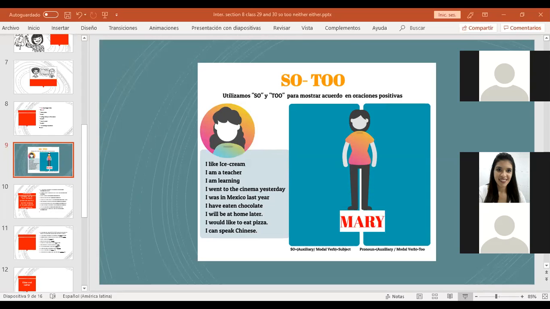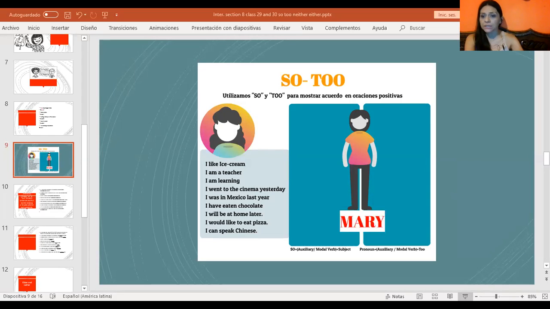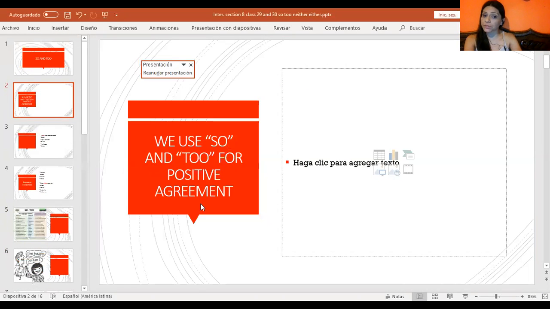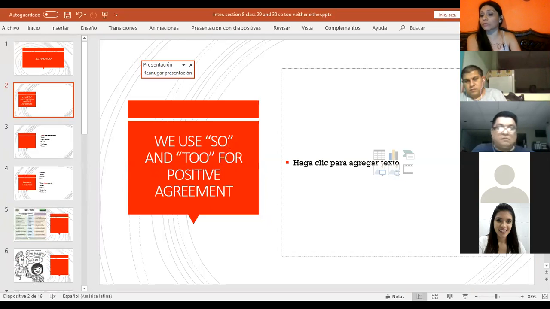Very good. Okay, guys, so we finished the class for tonight. Tomorrow, we're going to talk about neither either, okay? So these so and too are for positive sentences or positive responses when you're agreeing with someone. Tomorrow, remember, positive agreement. Tomorrow, we're going to study neither either, that is for negative agreement, okay? Tomorrow, we're studying the negative ones. This is only for positive.